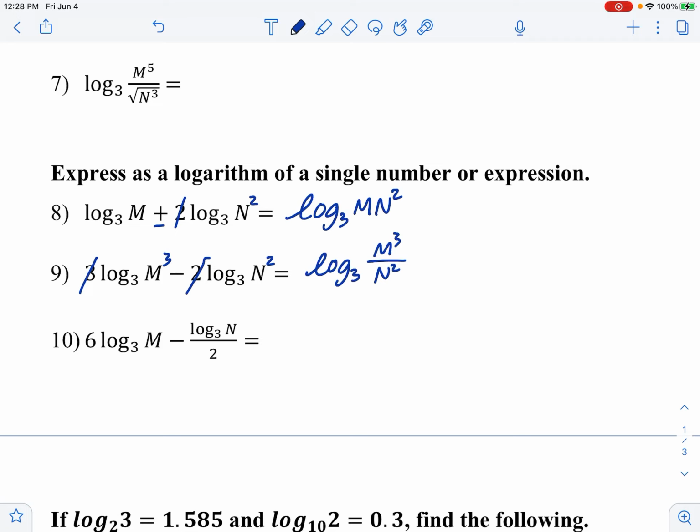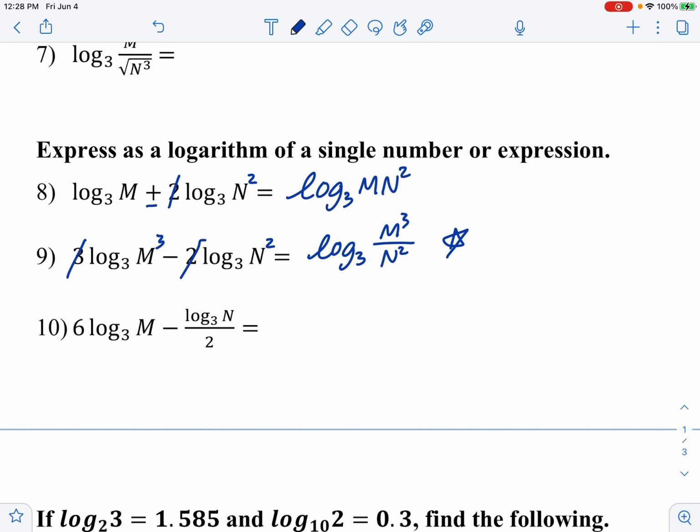Be extra careful because we are going to learn about logarithm divided by logarithm, but it's easy to get mixed up with your rules. So be extra careful with this dividing rule. All right, last one here.